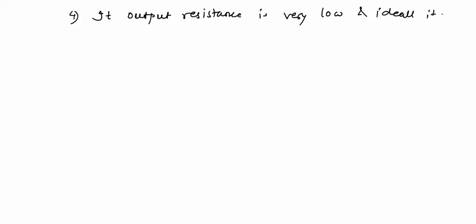Number 4, its output resistance or output impedance is very low, and ideally it is zero. Apart from these characteristics, we will have two more characteristics, CMRR and slew rate. These two characteristics we will see later in this subject.